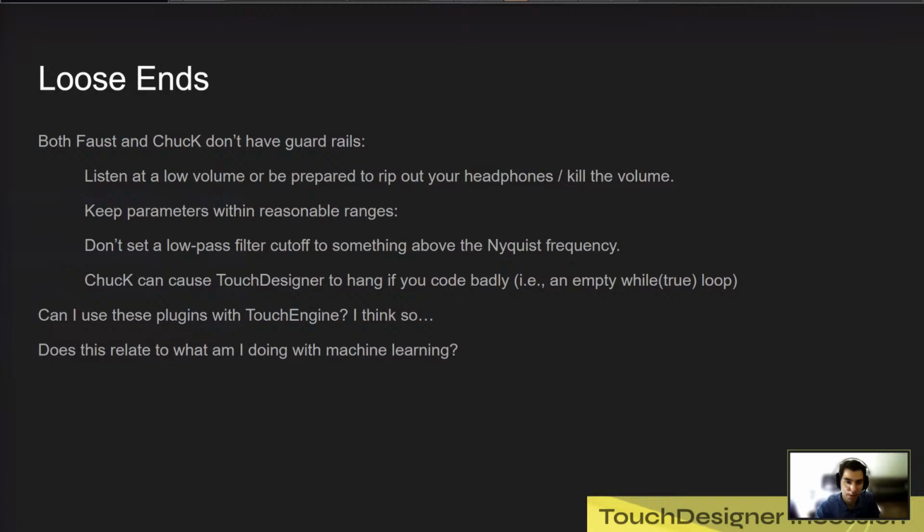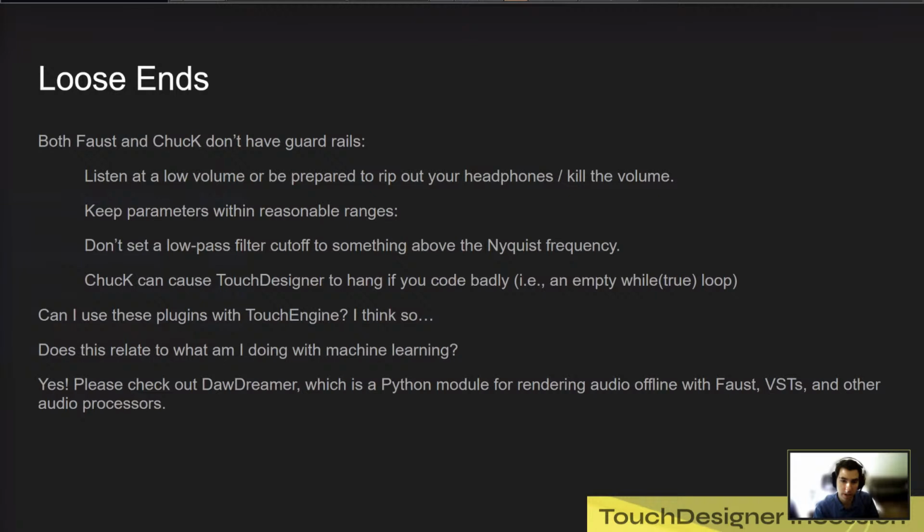I'm developing another Python library called DawDreamer, which you can install with just pip install DawDreamer. That is a Python module for rendering audio offline with Faust, VSTs, and other audio processors. For example, you might want to design a sound. You might want to have a VST plugin, and you want to export one shots of that VST plugin on all of the different pitches. So you want a C and a C sharp and so on of all of the different sounds.